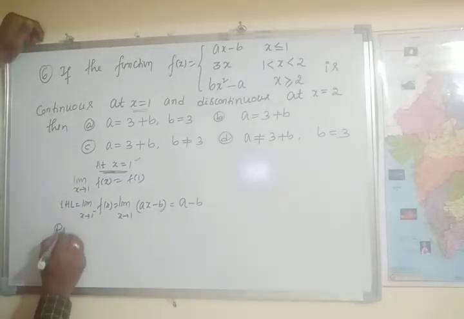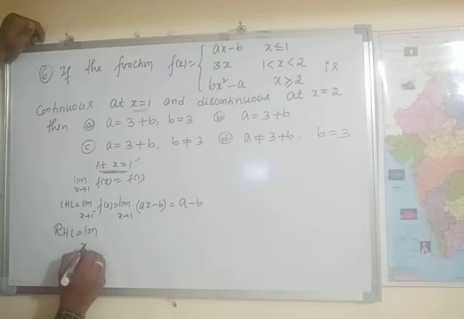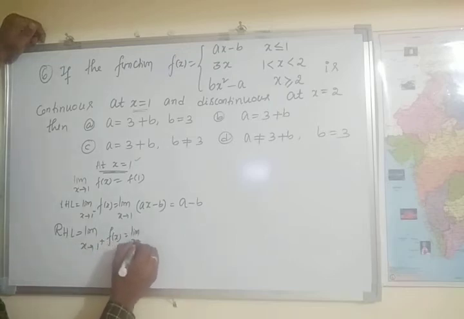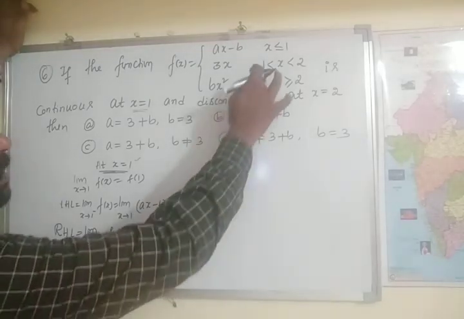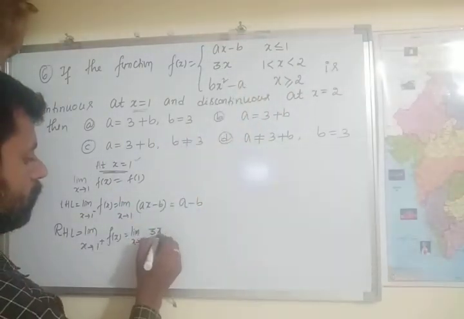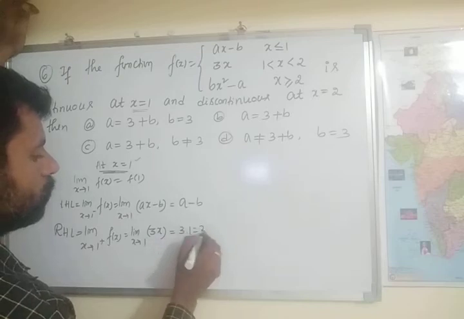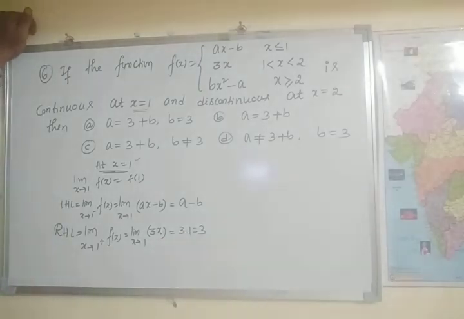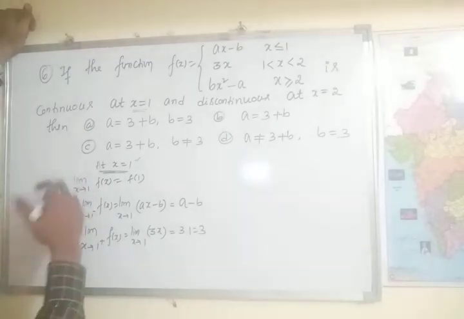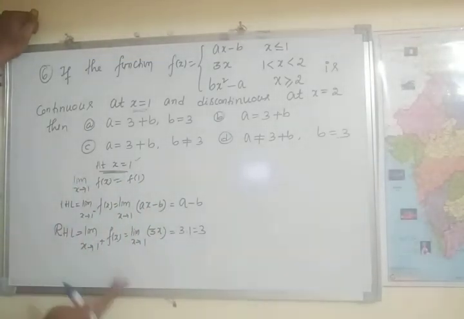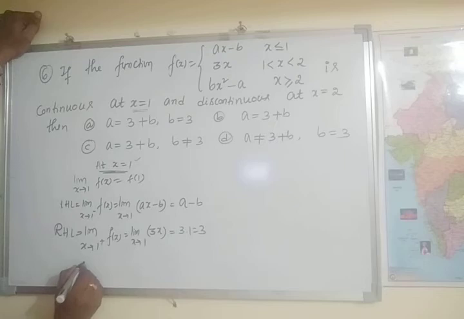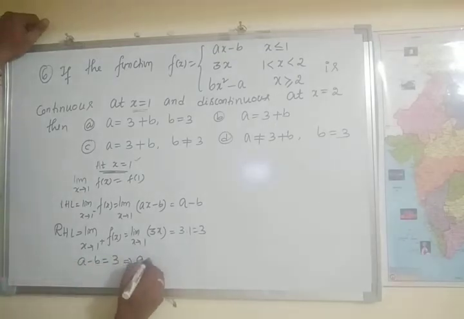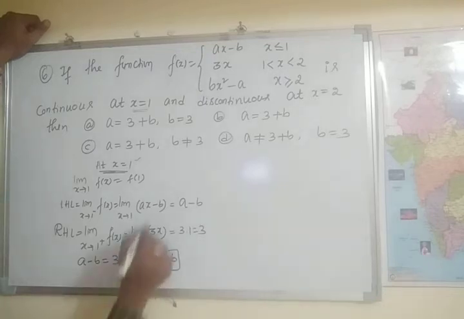Similarly, find the right hand limit, the limit as x tends to 1 plus of f of x. Here x is greater than 1, so the function is 3x. 3x is equal to 3 into 1, which is 3. Since f of x is continuous at x equals 1, the left hand limit equals the right hand limit equals f of 1, so a minus b is equal to 3. This implies a is equal to 3 plus b. The value of a is 3 plus b.